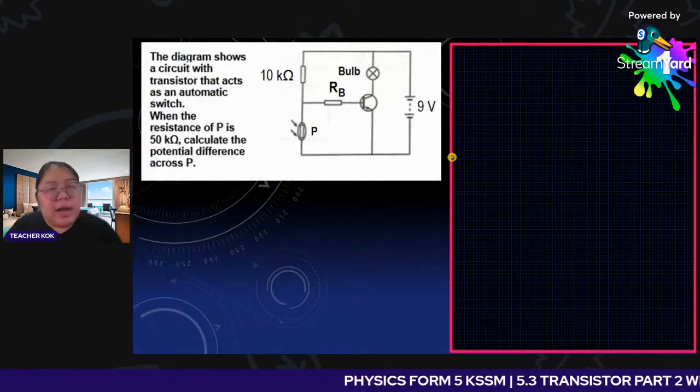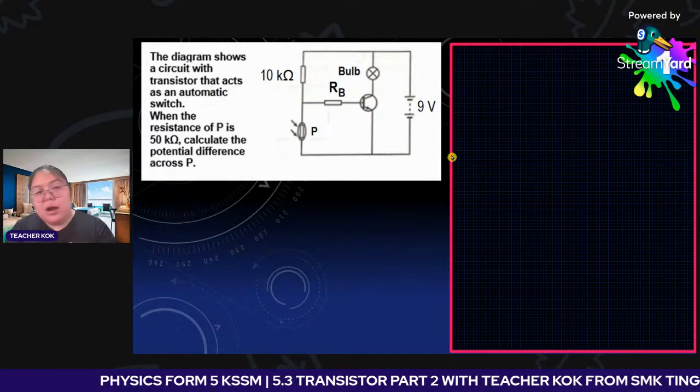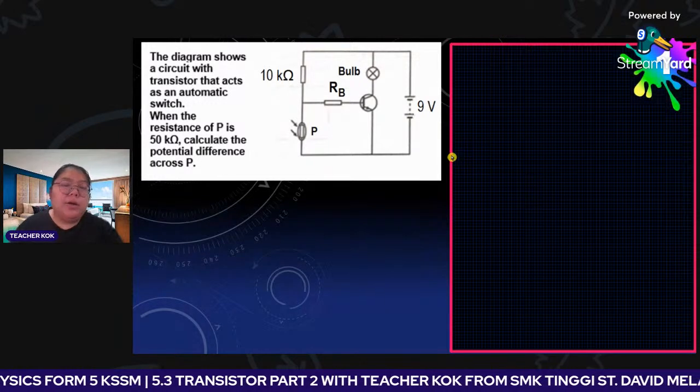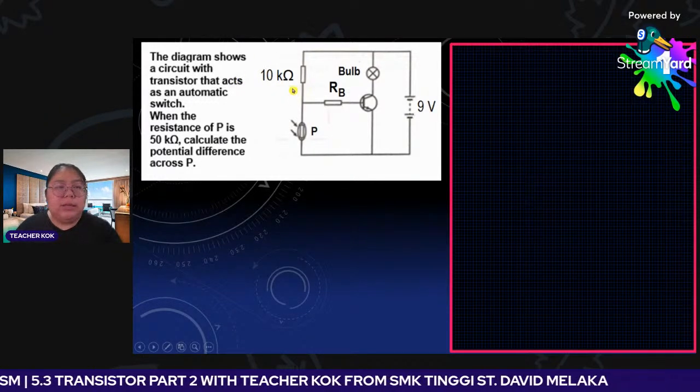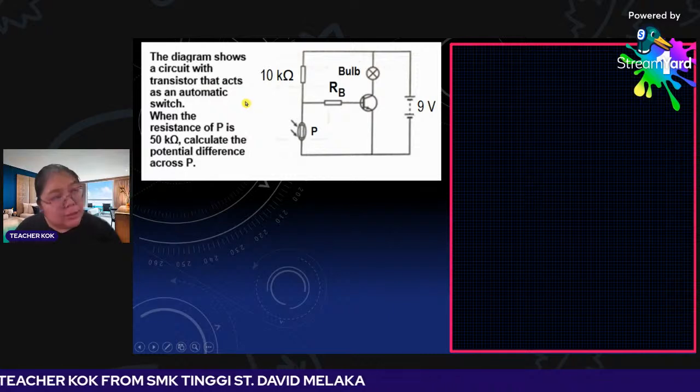So we have an exercise. Students, please respond to me. We have around 18 minutes left. From here you see the circuit. The diagram shows a circuit where the transistor acts as an automatic switch.